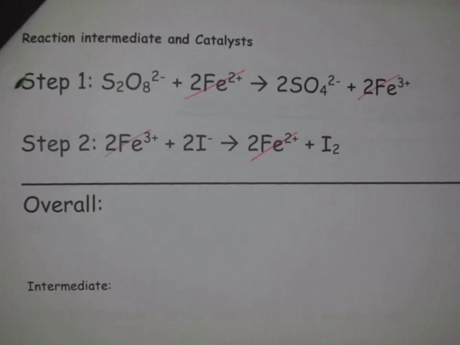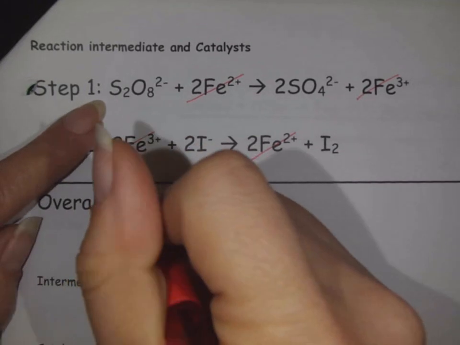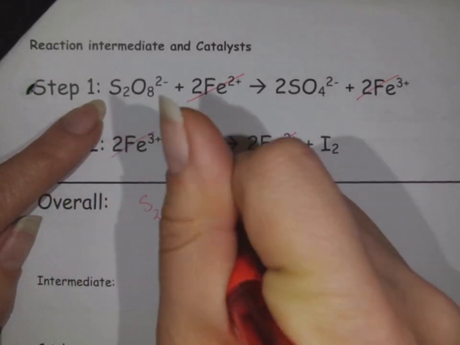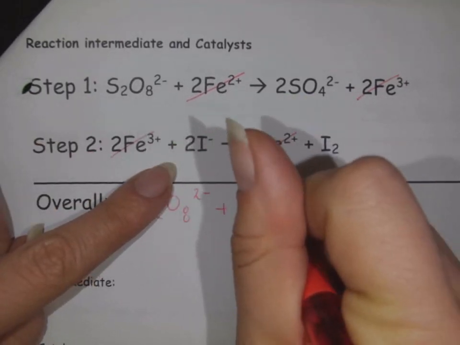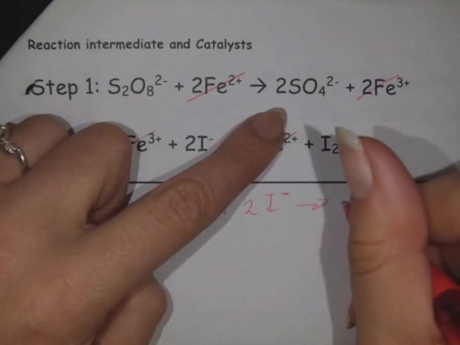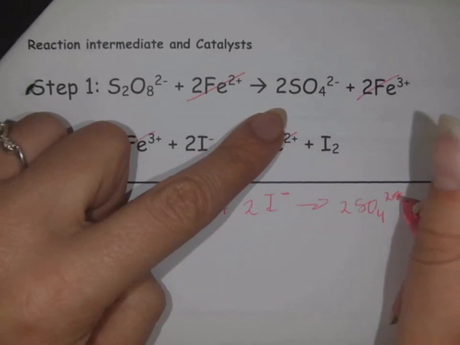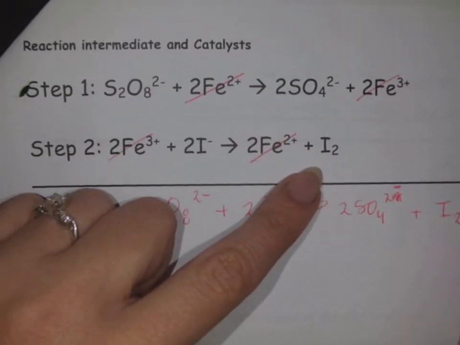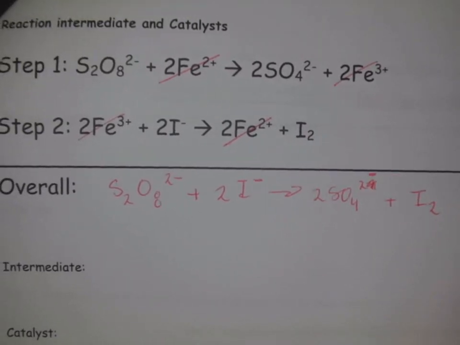The 3 plus. That was a product, and then it was a reactant here, and so that cancels. The overall is whatever's left over. So this would be S2O8 2 minus plus 2 iodine ions results in 2 sulfate ions, minus, plus 1 iodine molecule. Okay, so that is what we're left with overall.